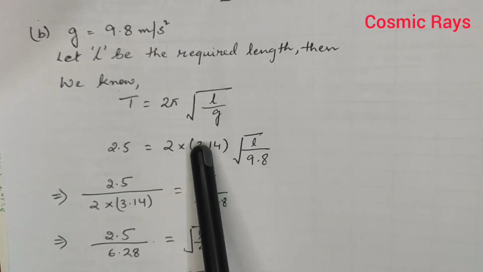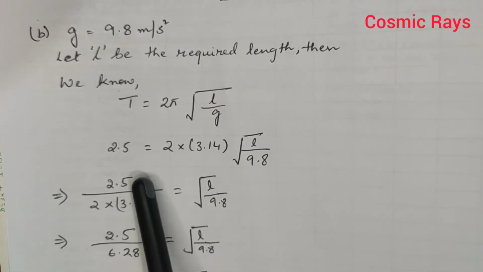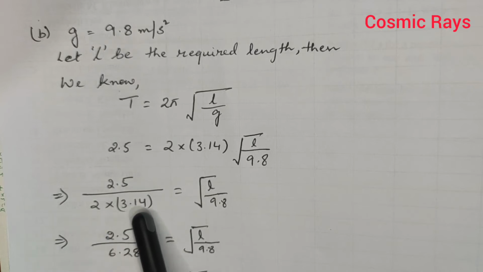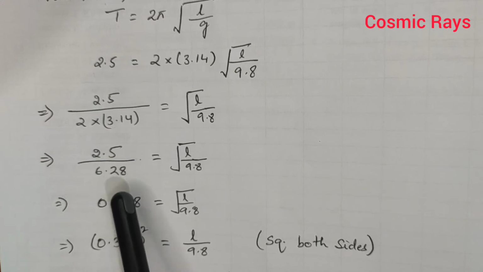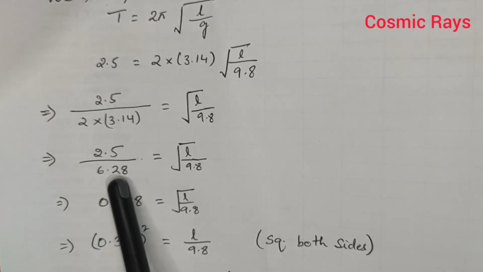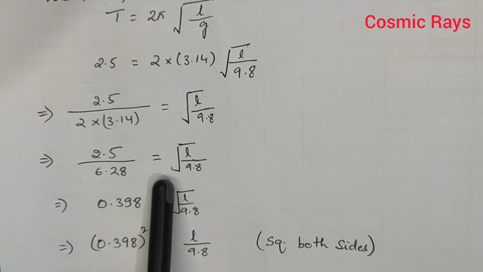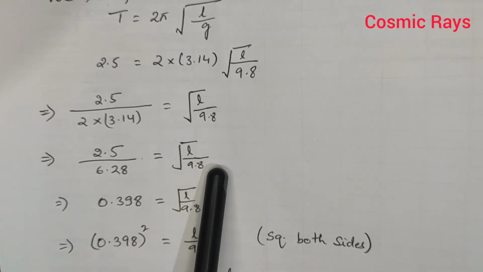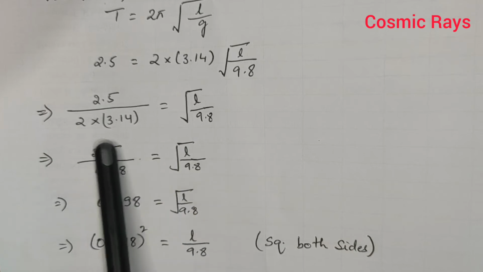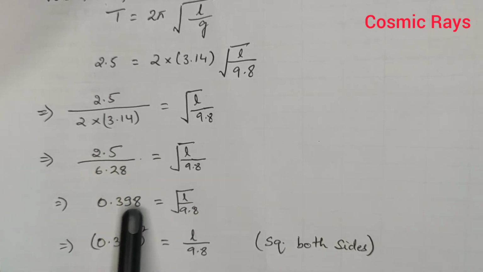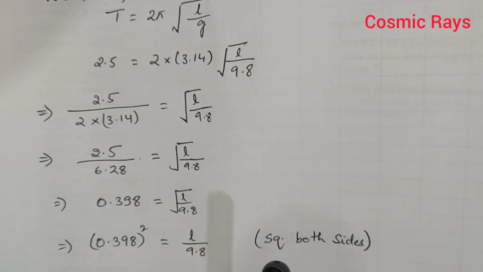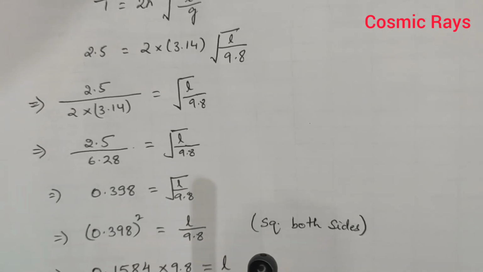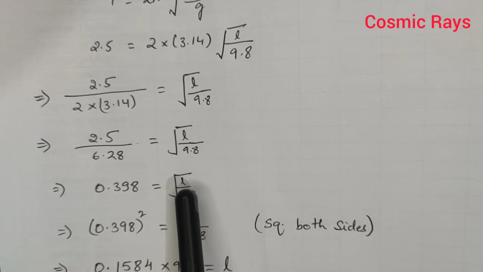So we bring this to the other side and it becomes 2.5 divided by 2 into 3.14 equal to root L upon 9.8. Here you can see I have multiplied these two, and we got 6.28, and that is equal to root over L upon 9.8. Now after dividing this, we got this. As ICSE allows you to use the calculator in the exam, you can do so. If not, you can do it manually. Now this is equal to root L upon 9.8.